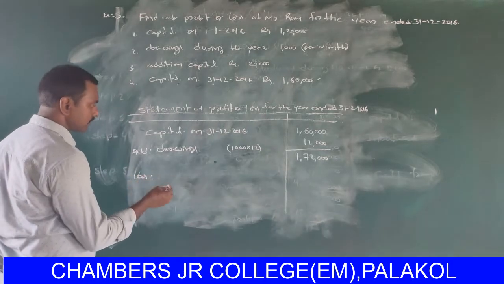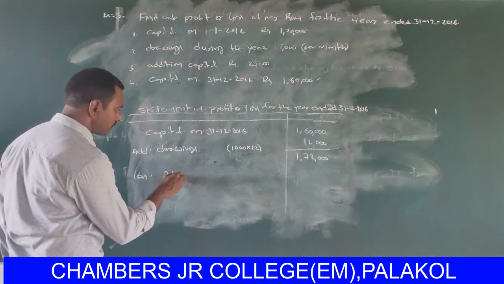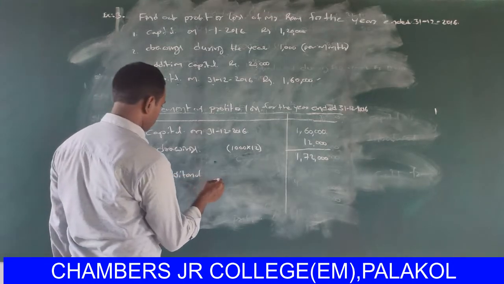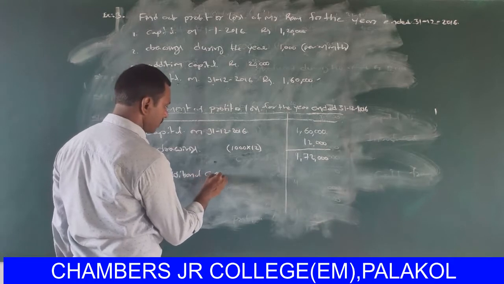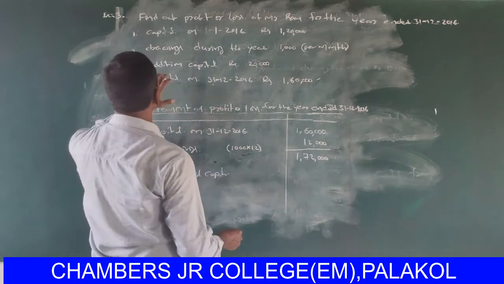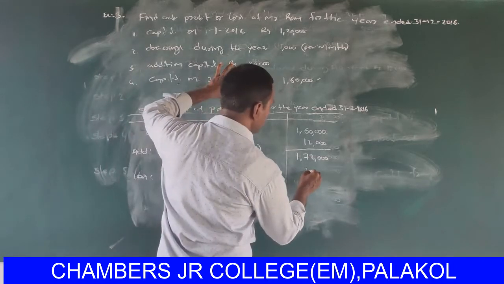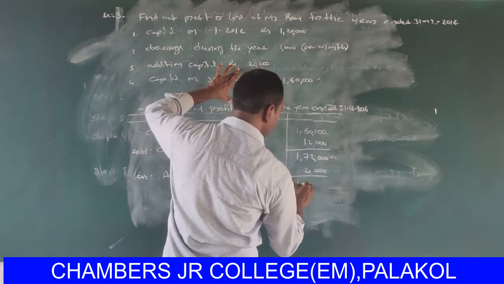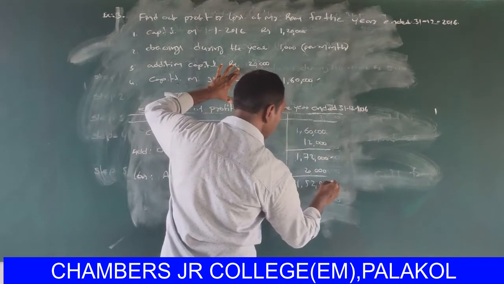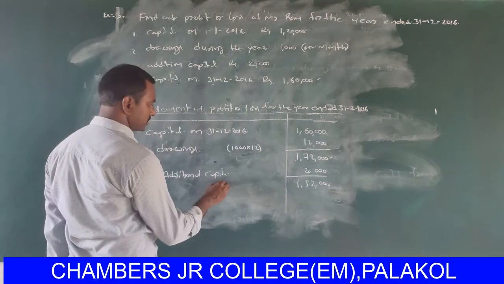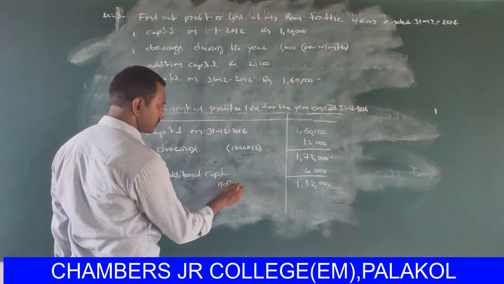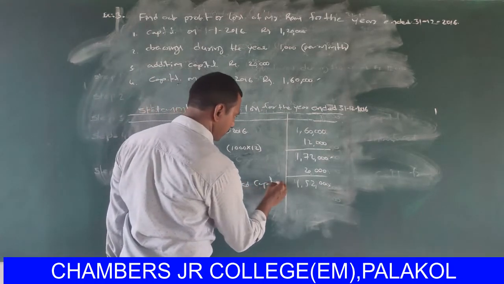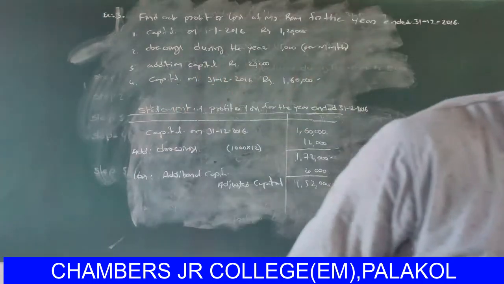Less additional capital. Here additional capital is rupees 20,000. Subtract from this amount: 1,72,000 minus 20,000 is 1,52,000. This is called adjusted capital.